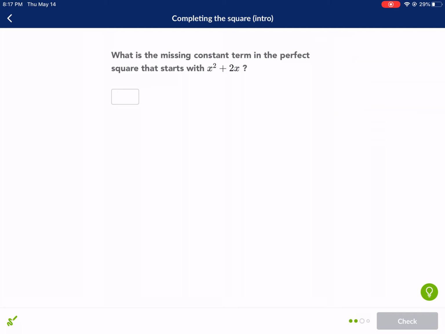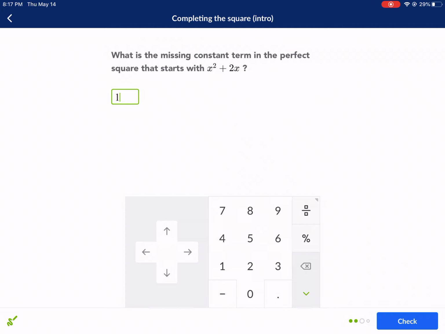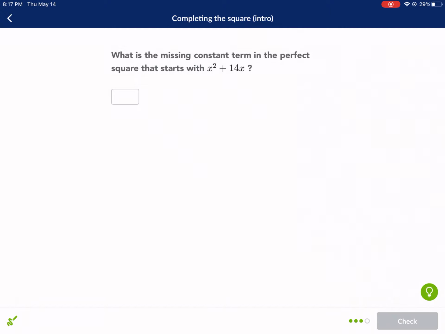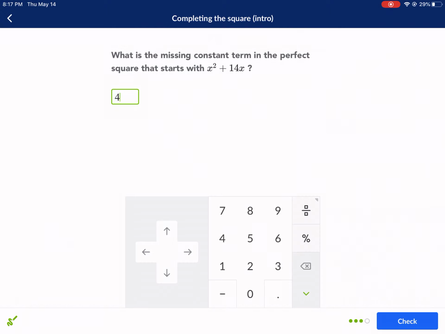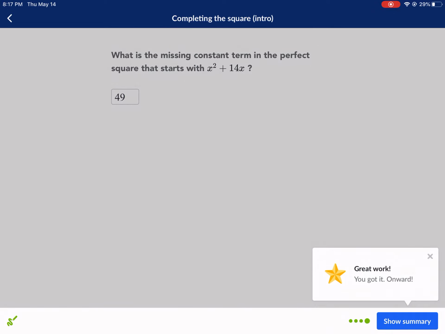Okay, next question. I'm just going to do this one. So you see we're missing the number. We need to take half the coefficient of x, which is 1, square it, and that's going to be 1. Next one, we take half of 14x, we square it, we get 49. And it's as simple as that. I know it's a quick exercise, but I wanted to give you a sum up just in case you're unfamiliar with what completing the square is.